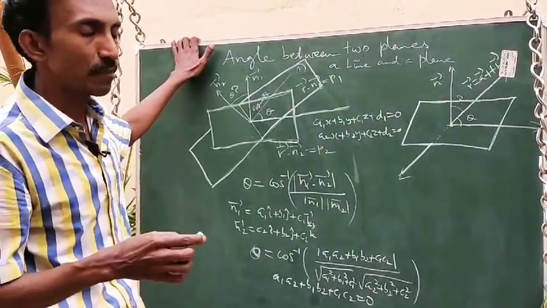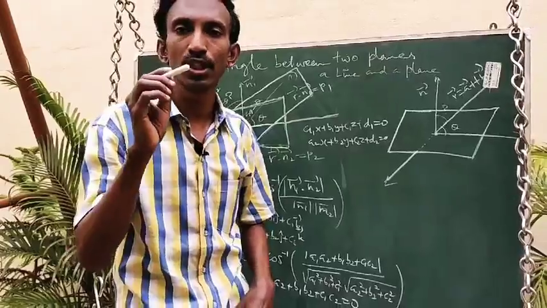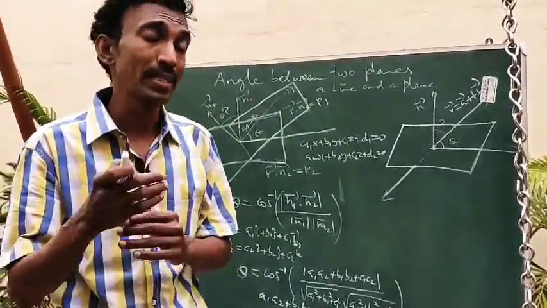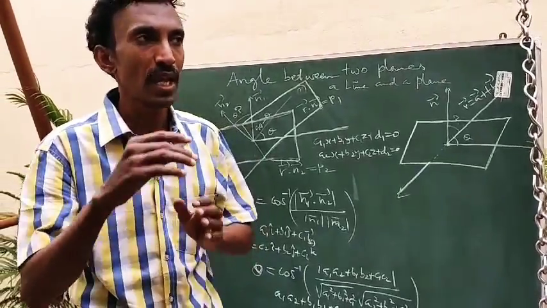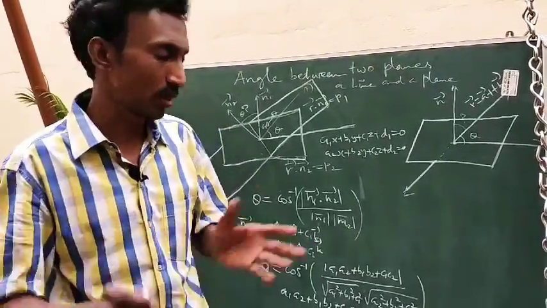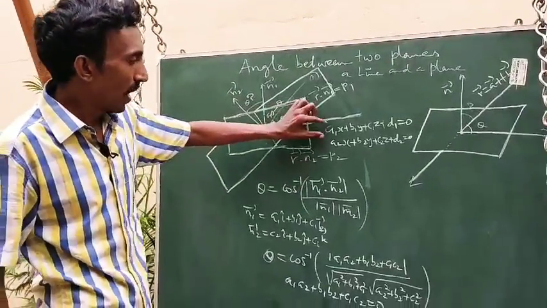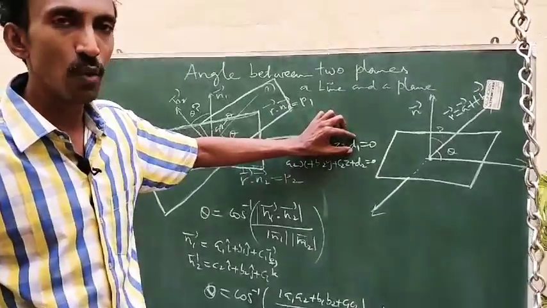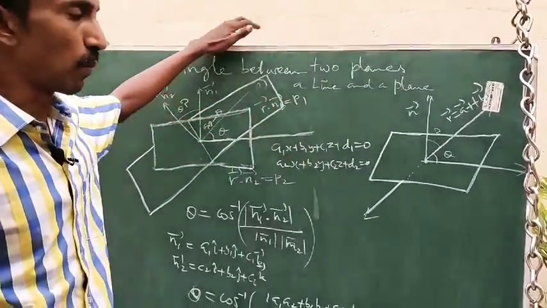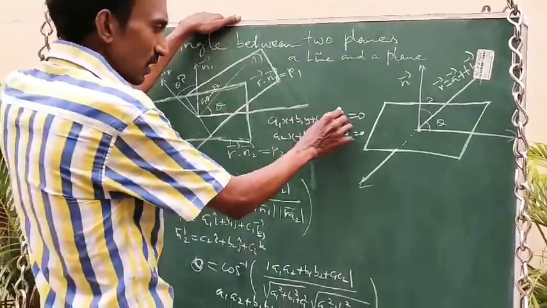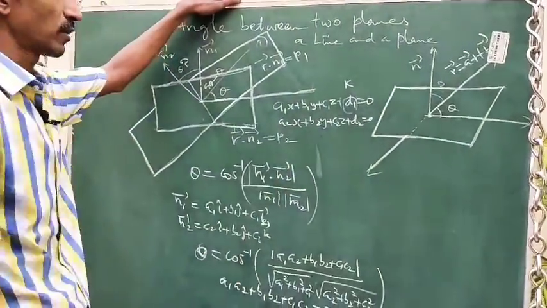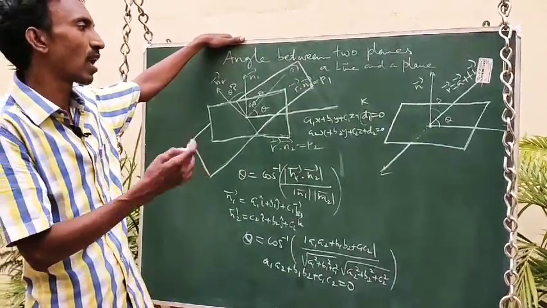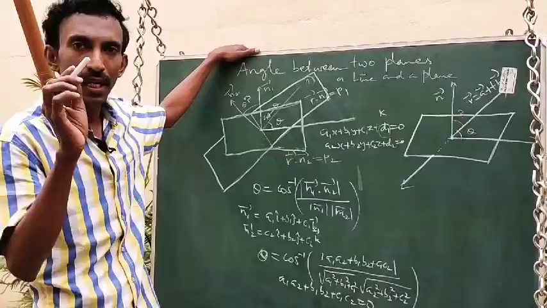Already we have a concept. If Ax plus By plus C equal to 0 is a straight line, then what is the line parallel to it? Parallel lines differ only by the constant term: Ax plus By plus some other k equal to 0. Similarly, if a plane equation is given, for example A1x plus B1y plus C1z plus D1 equal to 0, then the equation of the plane parallel to it just changes the constant: A1x plus B1y plus C1z plus k equal to 0. The parallel planes also differ only by the constant term.